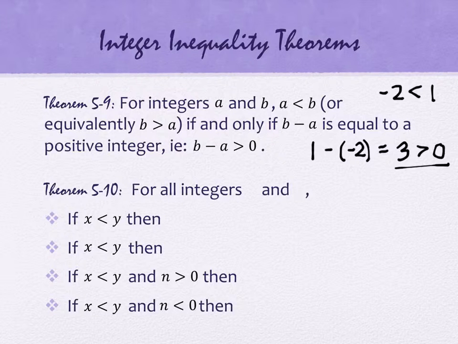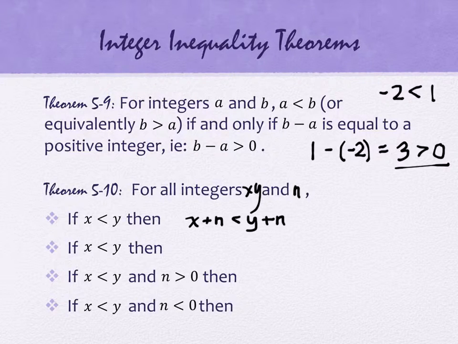Looks like this got left out. For all integers x, y, and n, that's what should go right there in that blank. For all integers x, y, and n, the following properties are true. You say let x, y, and n be integers. A little different, but same thing. If x is less than y, then x plus n is less than y plus n. We've seen that one before.